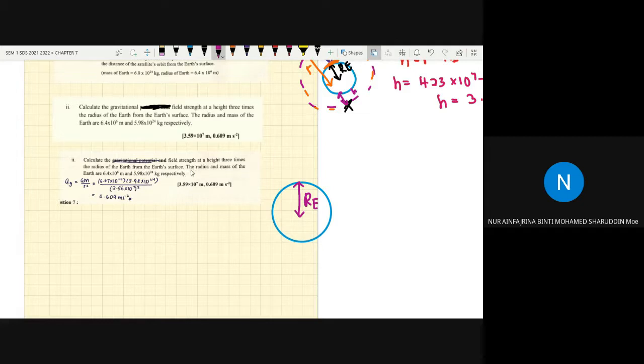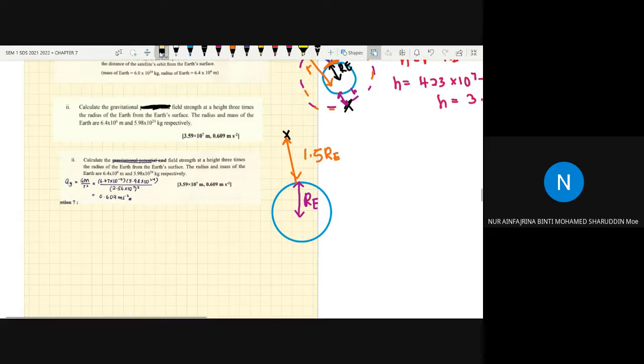Lepas tu dia cakap apa? Calculate gravitational field strength at a height 3 times the radius of Earth. Okay, for example dekat point ni lah. Dekat point ini sampailah ke surface of Earth awak, dia adalah 1.5 radius of Earth.